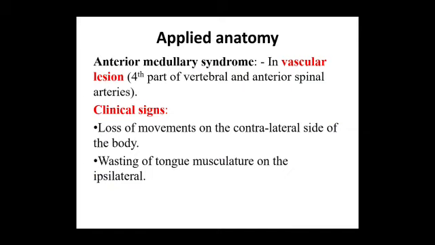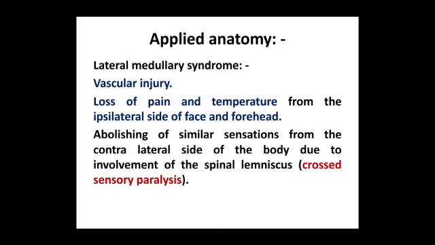Anterior medullary syndrome is a vascular lesion, especially of the fourth part of the vertebral and anterior spinal arteries. The main clinical signs seen here are loss of movements of the contralateral side of the body and wasting of tongue musculature ipsilaterally. Lateral medullary syndrome, another vascular injury, causes loss of pain and temperature from the ipsilateral side of the face and forehead, and abolishing of similar sensation from the contralateral side of the body due to involvement of the spinal lemniscus. There is a crossed sensory paralysis.